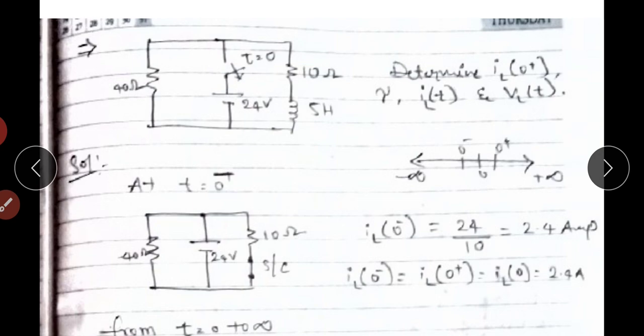Okay, the circuit's total operating time is from minus infinity to plus infinity. At t equals 0, the switch opens. So from t equals minus infinity to t equals 0 minus, the switch is in the closed position, and the supply is connected to the circuit. From t equals 0 plus to infinity, the switch is in the open position, so the supply is disconnected from the circuit.